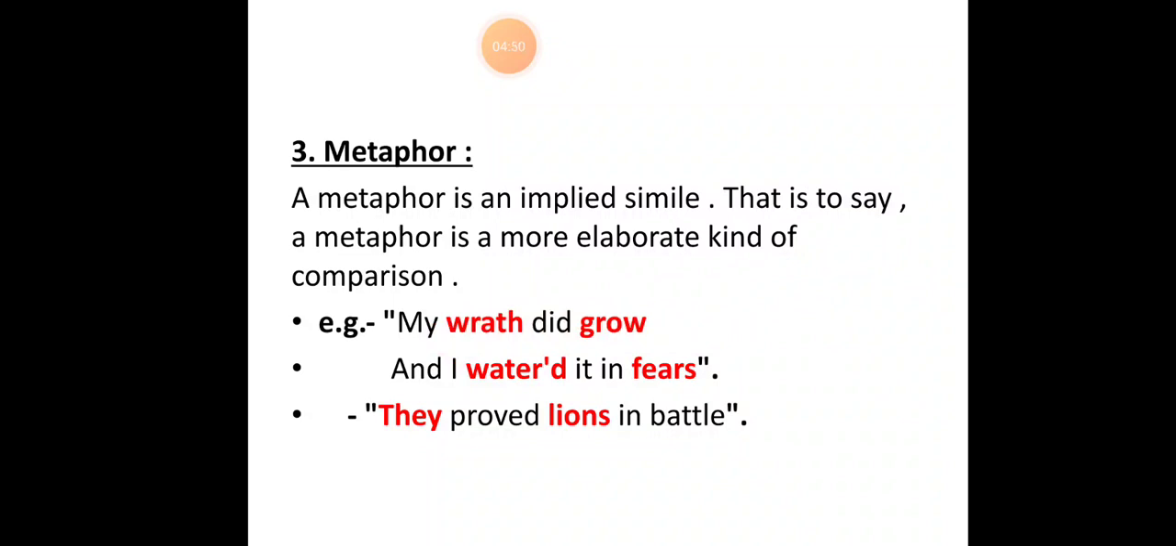Now, what usually grows? The trees. The trees are the things that grow. But we use this verb, which is used for trees, with wrath. What do you mean by wrath? Anger. غضبي نما، أو يعني نما خليها نما لأنه كبرة ممكن تيجي كبرة كإنسان. غضبي كبرة. Okay, and I watered it in fears.